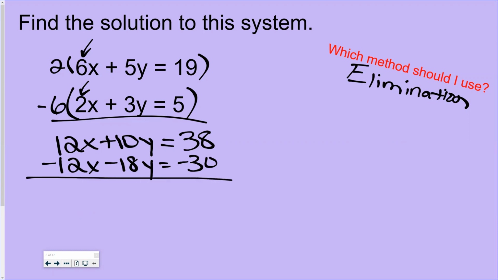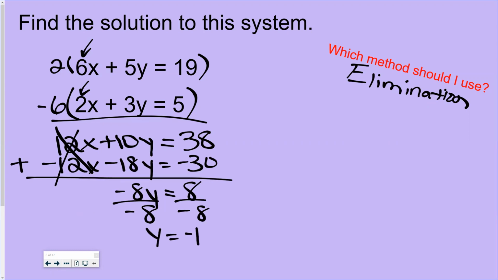All right, let's go ahead and add everything up now. I see my x's now cancel. My y's make negative 8y. My constants make positive 8. Divide everything by negative 8, and I'm going to get y equals negative 1.